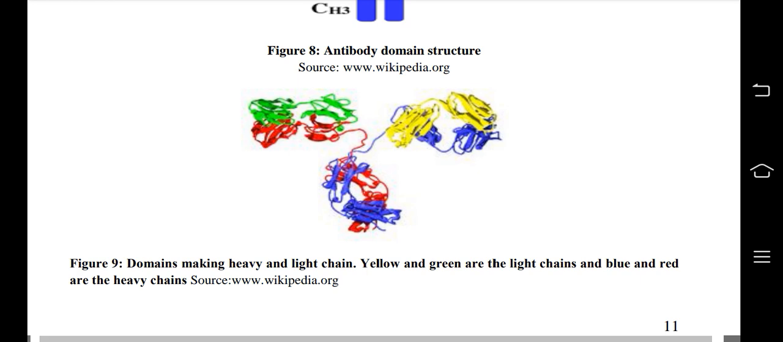Domains making heavy and light chain: yellow and green are the light chains, and blue and red are the heavy chains.